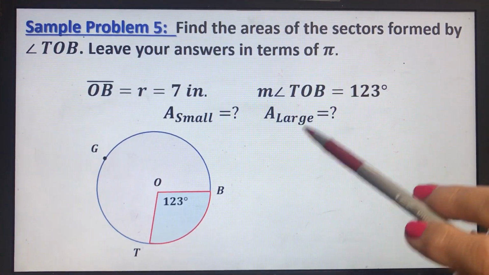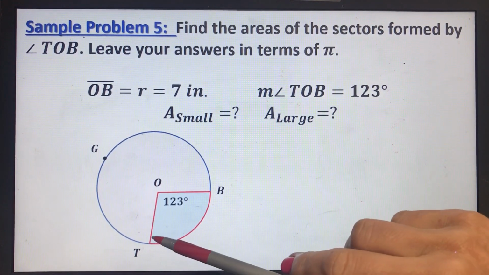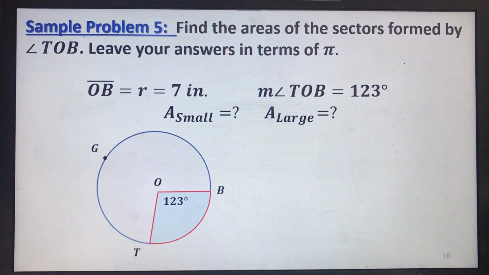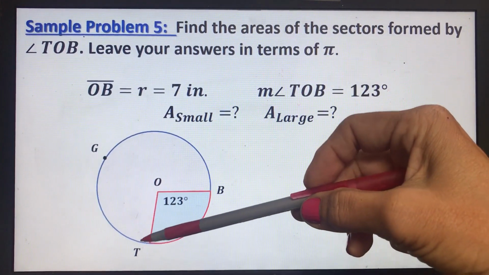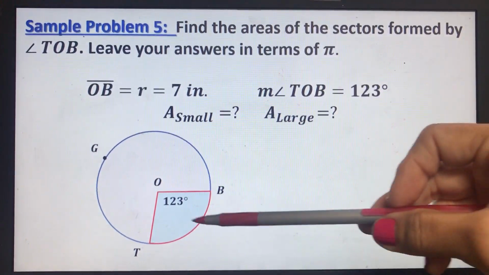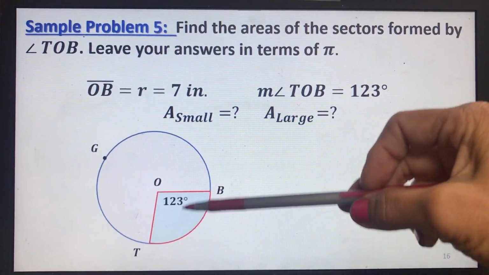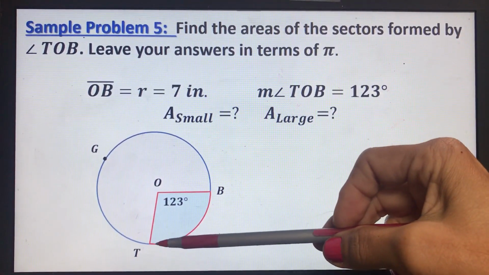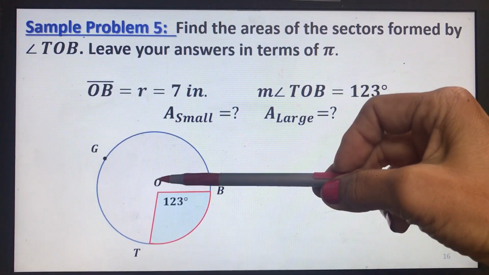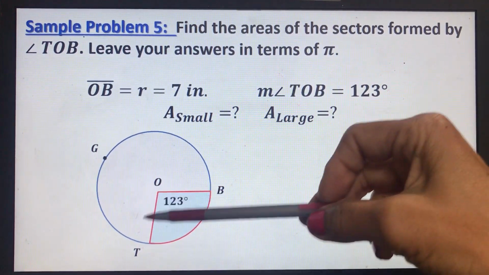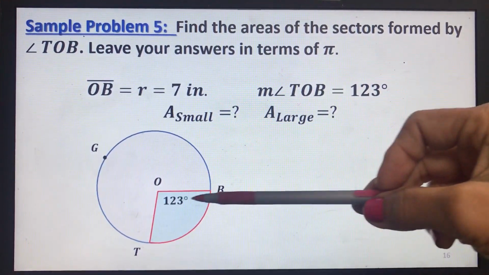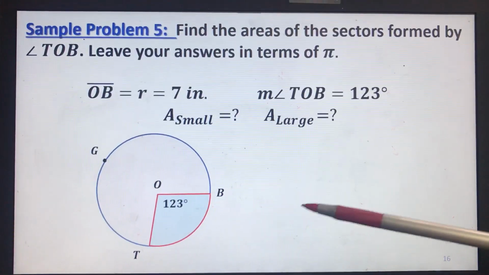Now here, we have to find the areas of the sectors. Notice that here we have a small sector, which is TOB, and we also have a large sector, which is going to be sector TGB. So the small sector here is represented by the center O and by points T and B, which are parts of the small sector.